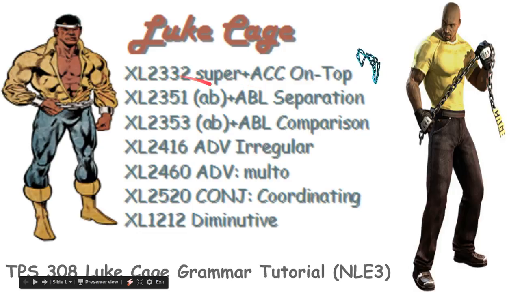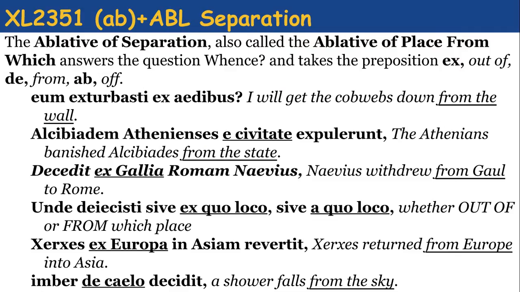So here we go. We're going to be covering some quick prepositions, although it should be on something else: ab plus ablatives, ab plus comparatives, irregular adverbs, the adverb multo, degree of difference, conjunctions, and the diminutive. Everything you need to know. Here it comes. Ablative of separation.